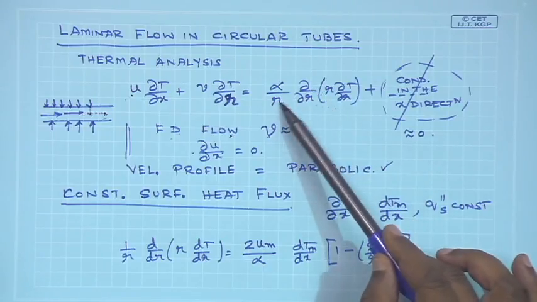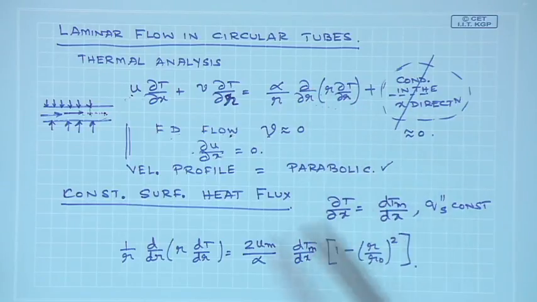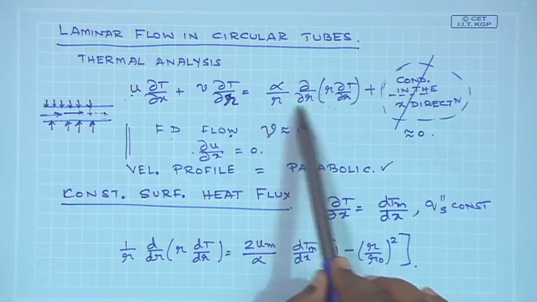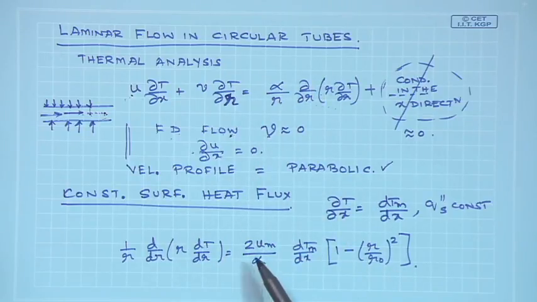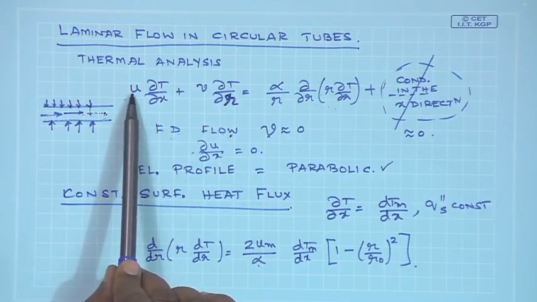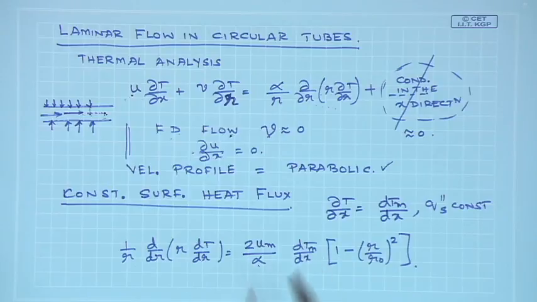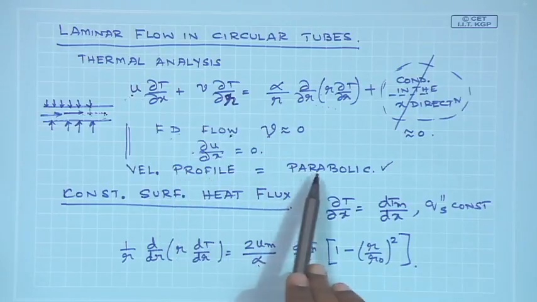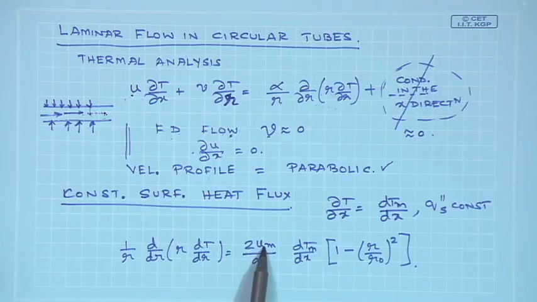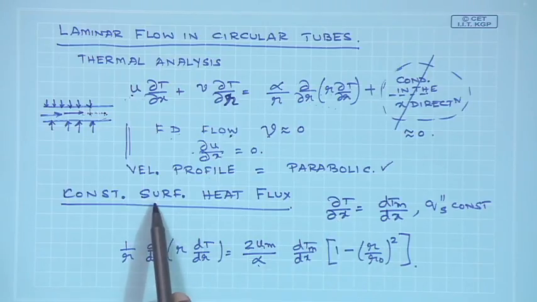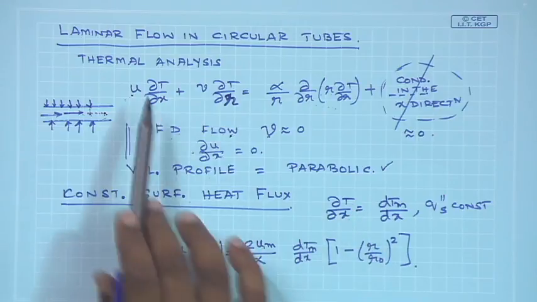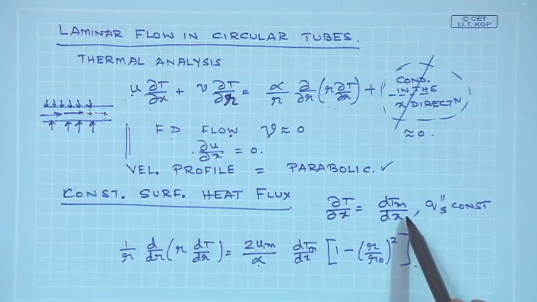So, I am writing 1 by r del r of r del T del r. This is what I have written over here, only this part. This alpha comes over here, and I am going to write u, which is the point velocity for the case of laminar fully developed flow. It is parabolic in nature. So, this is 2 times the mean velocity, which you remember, times 1 minus r by r 0 whole square. And for the case of constant surface heat flux, del T del x is equal to dTm dx, where Tm is the mean temperature of the fluid.